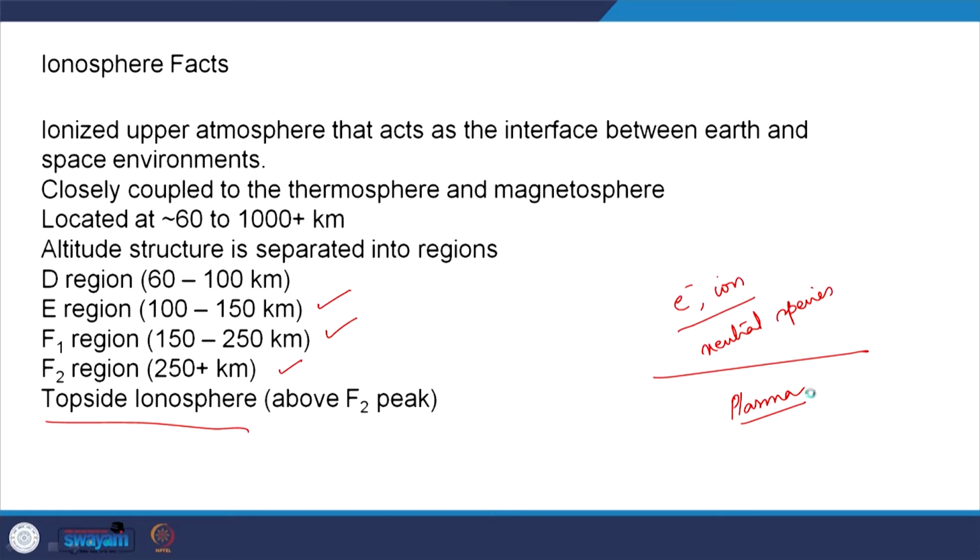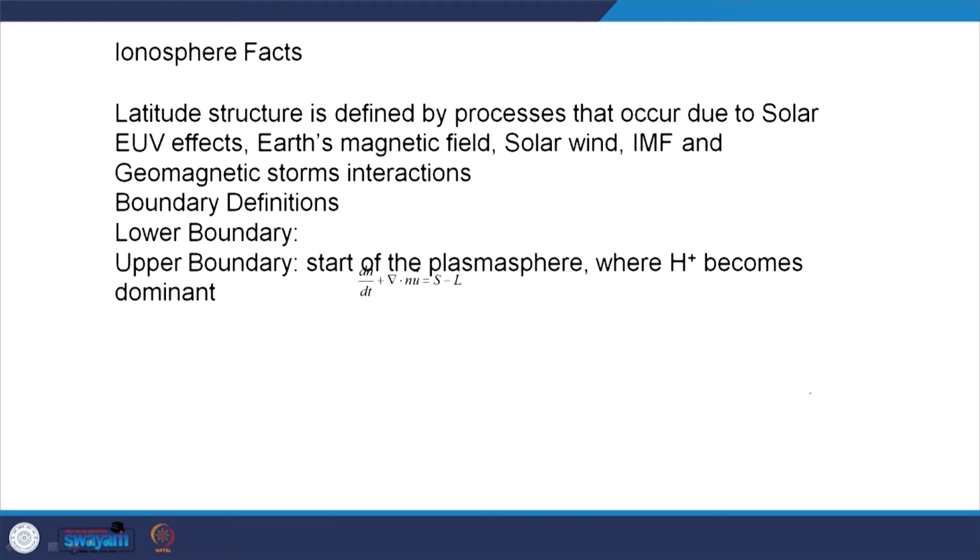Okay. Now, the ionosphere latitude structure. Any given point on the Earth has to be defined with respect to latitude and longitude, and these are the main parameters which identify any point on the Earth. So the ionospheric structure varies with latitude. The latitude structure is defined by processes that occur due to solar UV effects, the Earth's magnetic field, solar wind, the interplanetary magnetic field, and geomagnetic storms and interactions.